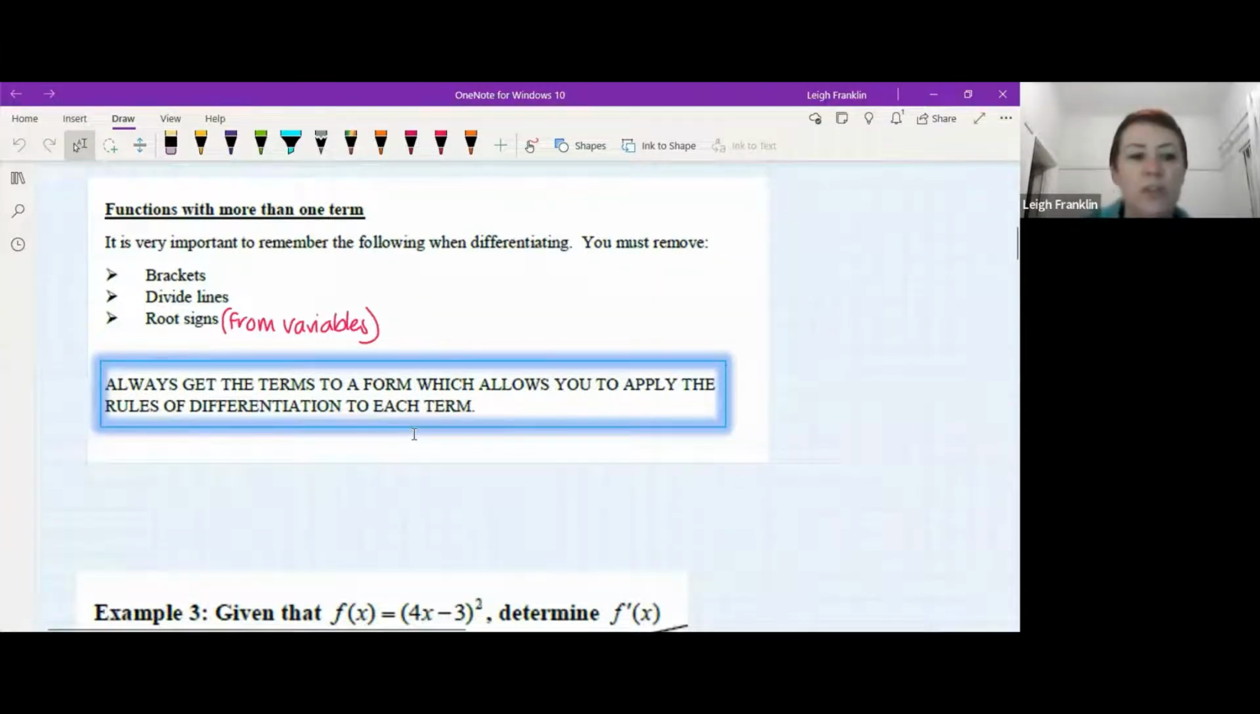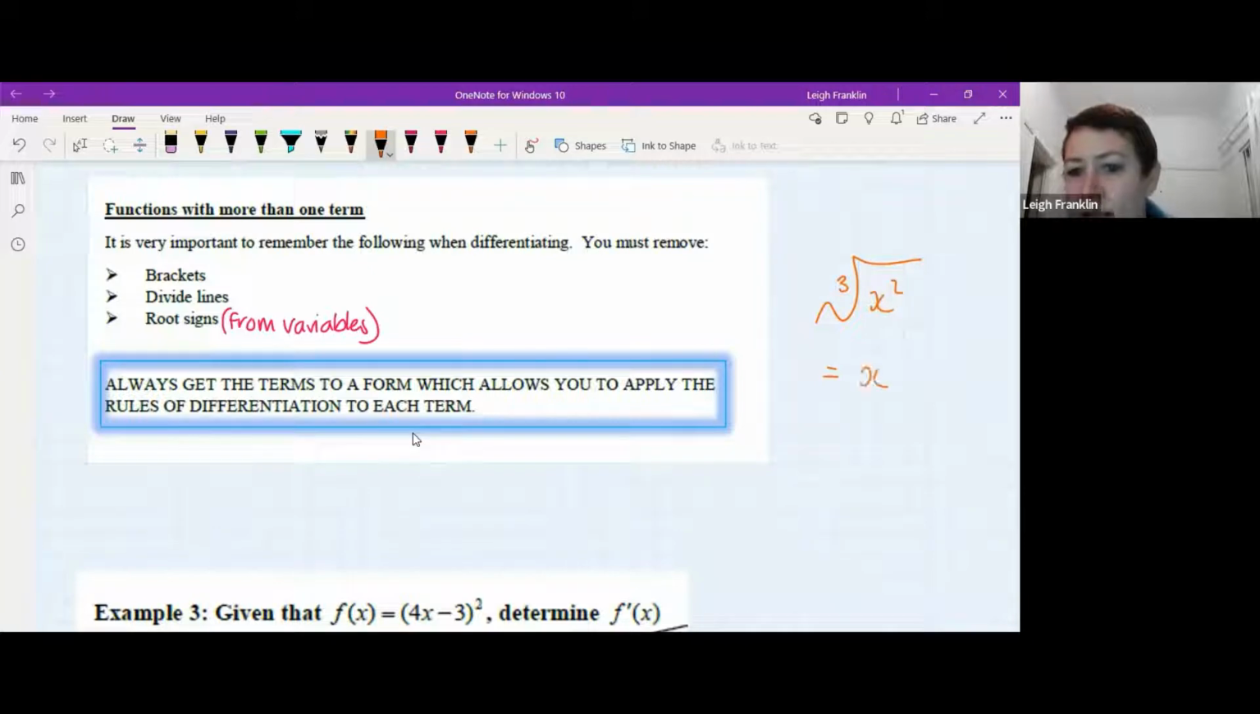Important things to remember when we are differentiating. You need to remove brackets, divide lines, and root signs. And when I say root signs, I mean from variables. If you've got a root sign on a constant, you don't have to get rid of that, but you have to get rid of root signs on variables. So if you have something like the cube root of x squared, you are required to write that as x to the power of 2/3. Remember, the guy at the bottom gets bounced to the outside of the party.